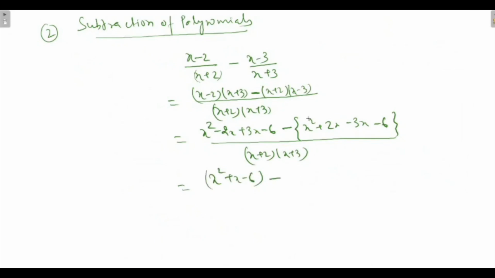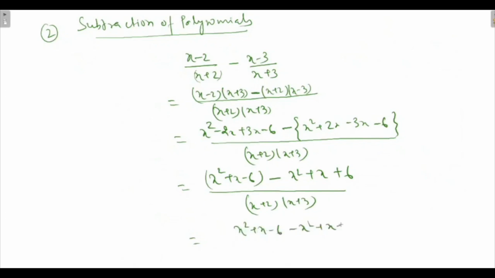Then this will become minus x square. This was plus 2x minus 3x, minus x, minus minus plus x. This was minus 6. This is minus minus plus 6. Okay. Divide by x plus 2 and x plus 3. The entire thing is going to be x square plus x minus 6 minus x square plus x plus 6.